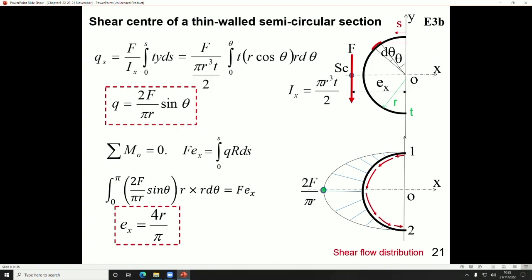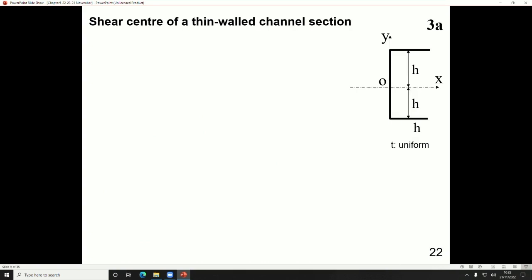Okay. So if you move on to slide 22, this is a channel section with the height of 2h and the width of h. It has one axis of symmetry, and it's also the answer to question 3a. Our objective is to find the position of the shear center of this channel section. The thickness is uniform. The section is open, so the shear center is located outside, on the axis of symmetry.